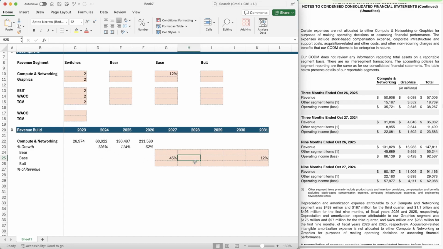So to work out these three here, we just go equals. You take the previous year, you subtract, open your brackets, take your previous year again, minus your final year, close your brackets, divided by, open brackets, take the final year, minus this year here, close the brackets.